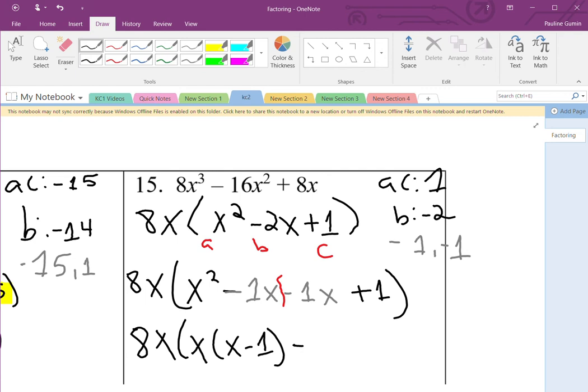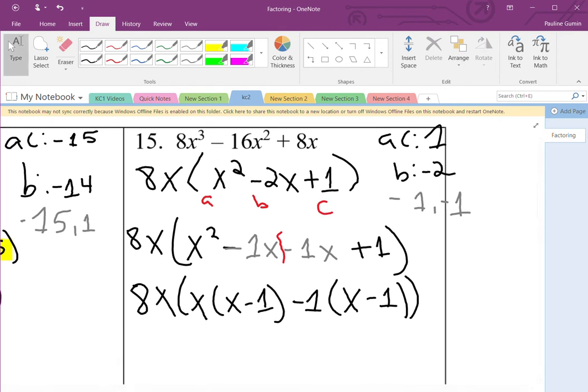All right, well, what do 1x and 1 have in common? Well, they have a 1. Since I'm actually factoring out a -1, let's think about this. -1x divided by -1 is a positive x. -1 divided by positive 1 is -1. And check it out. We have two x minus 1s, which means we did this correctly.